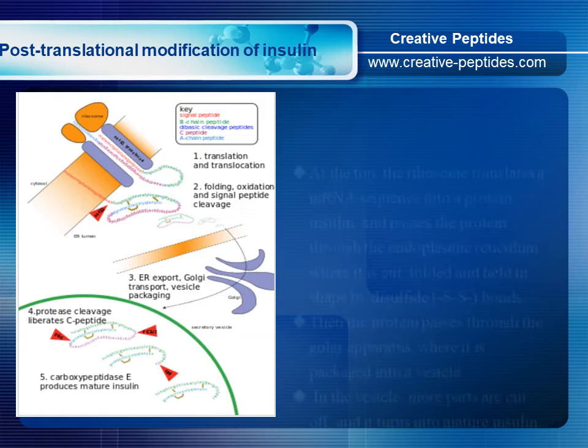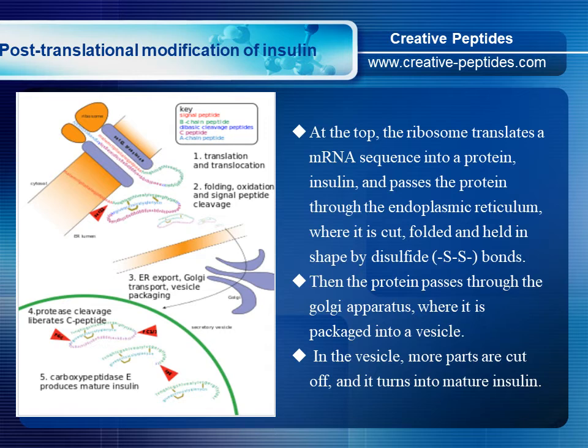At the top, the ribosome translates a mRNA sequence into a protein, insulin, and passes the protein through the endoplasmic reticulum, where it is cut, folded and held in shape by disulfide, S-S, bonds. Then the protein passes through the Golgi apparatus, where it is packaged into a vesicle. In the vesicle, more parts are cut off, and it turns into mature insulin.